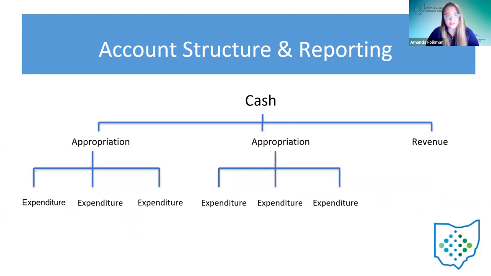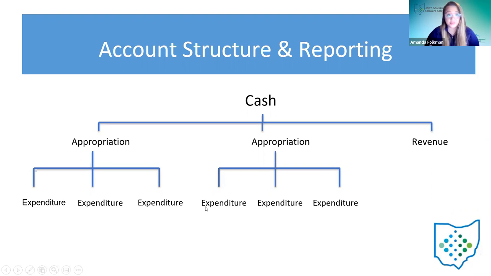But sometimes I feel like it's good to go back to this visual to keep in mind that under each cash account, there could be several appropriation accounts. There could be several expenditure accounts under that. So when you're adding totals from this group of expenditure accounts, the total of everything for this grouping would be the same total as the appropriation that all of those are under.